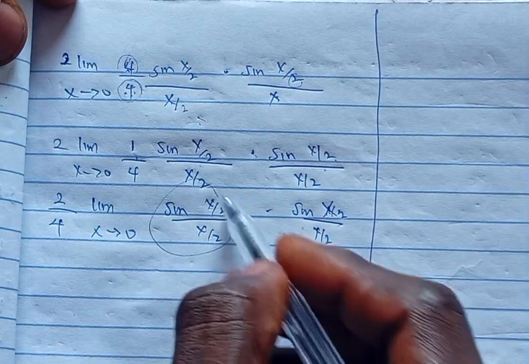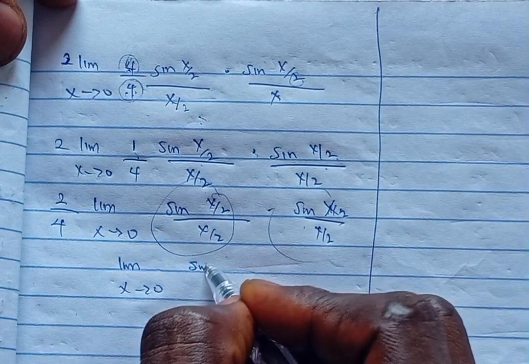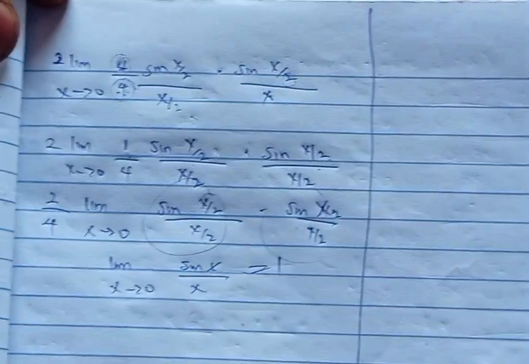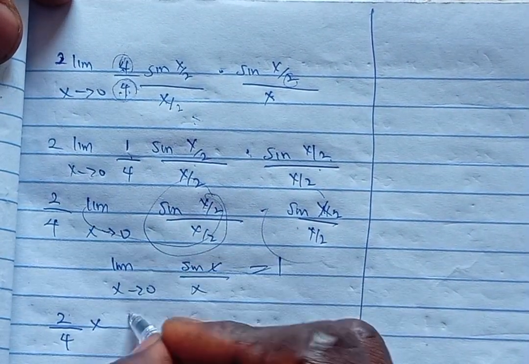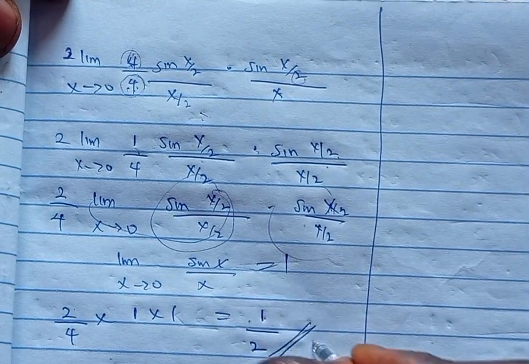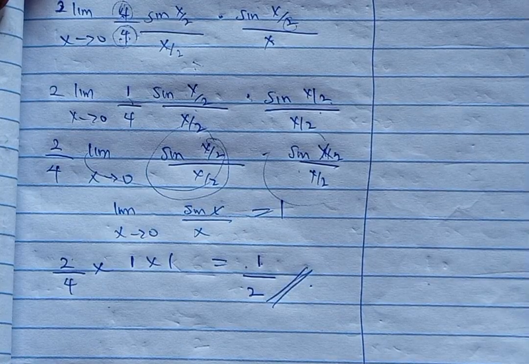So this one will return to 1 and 1 according to our limit that says this all over x, which is equal to what? 1, right? So I will just say 2 over 4 multiplied by what? This one is 1 multiplied by 1, which is what? 1 over 2. And that's our answer for that question. Let's move on to another one without wasting much of our time.